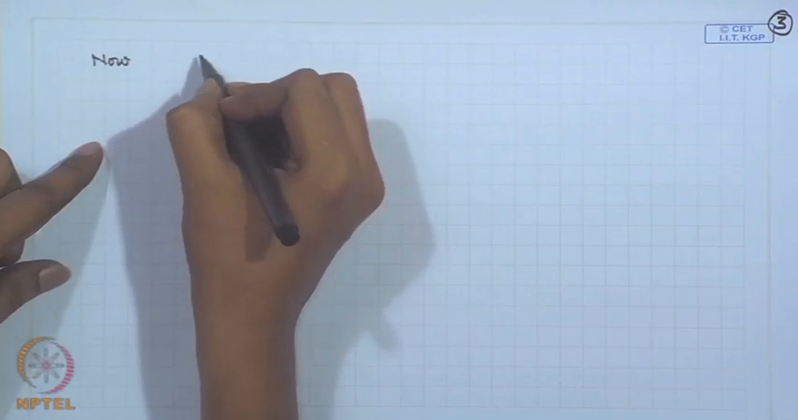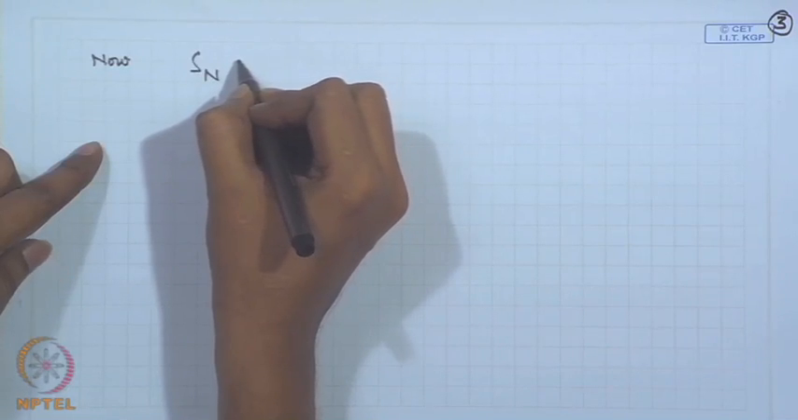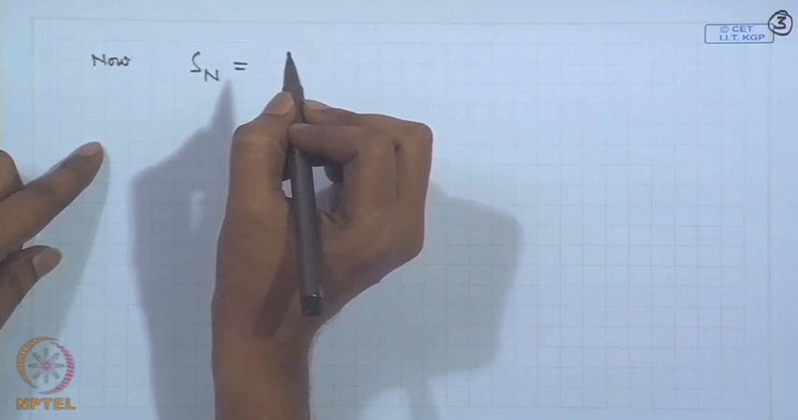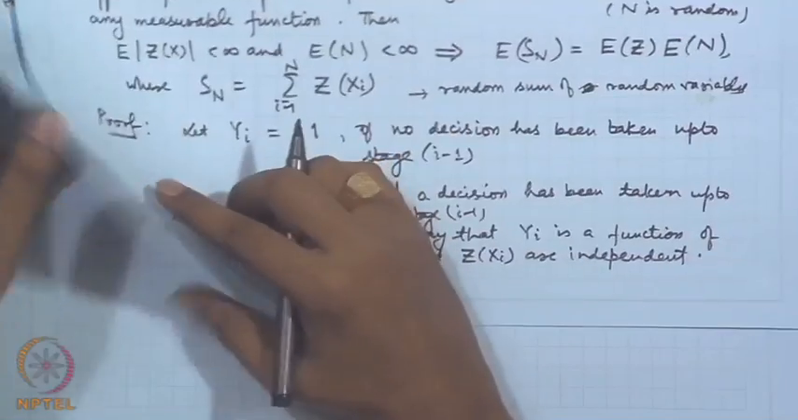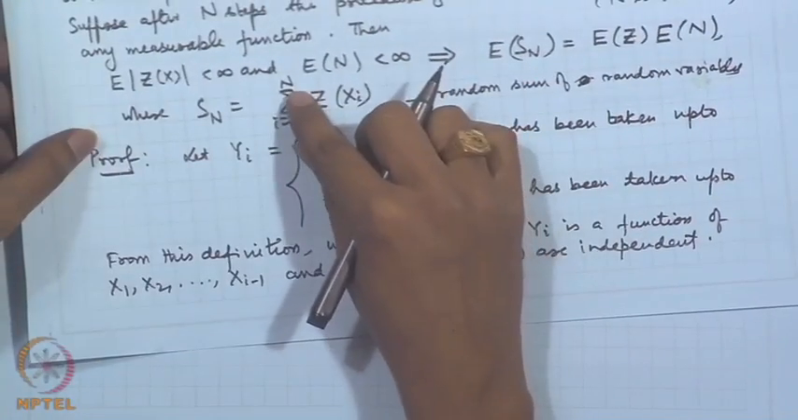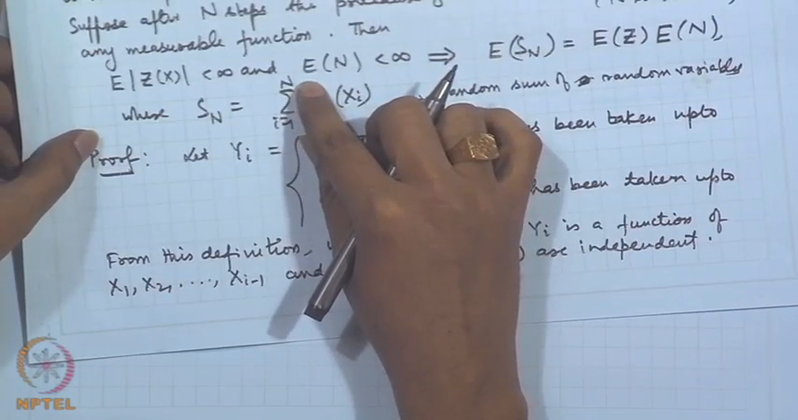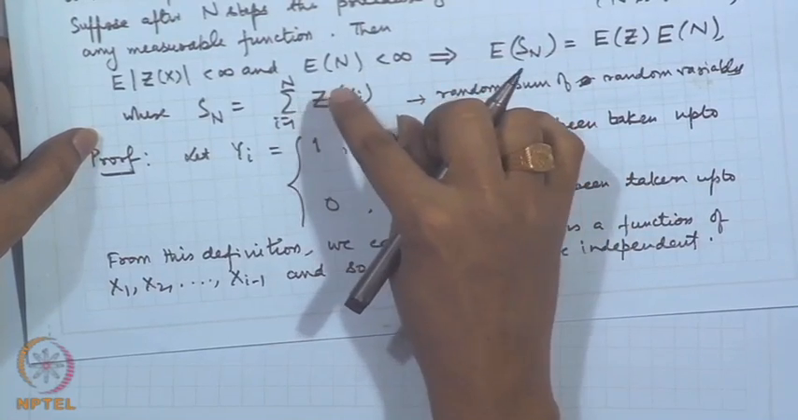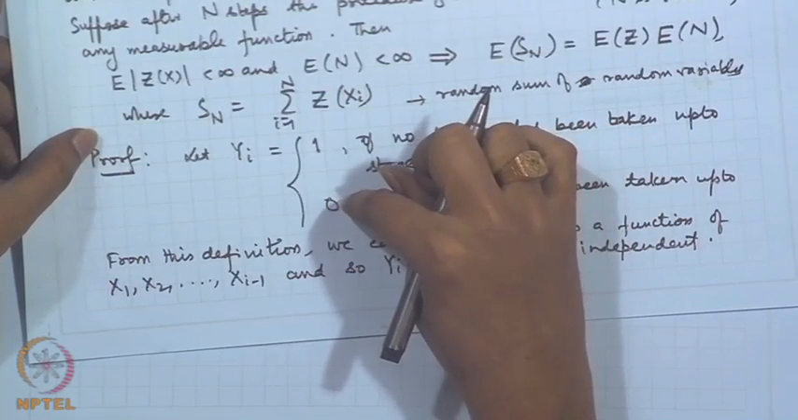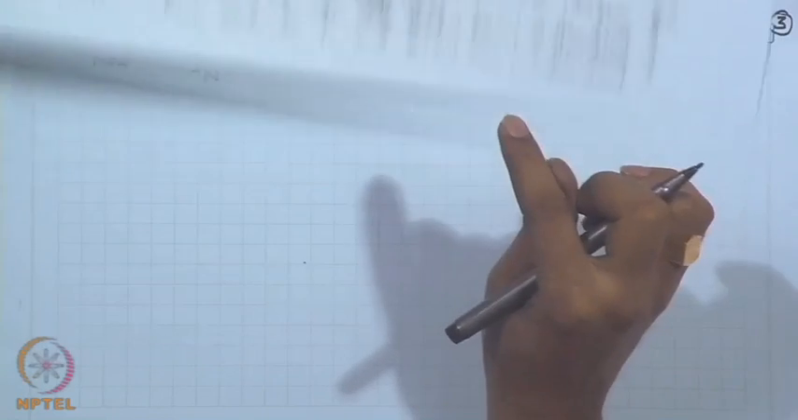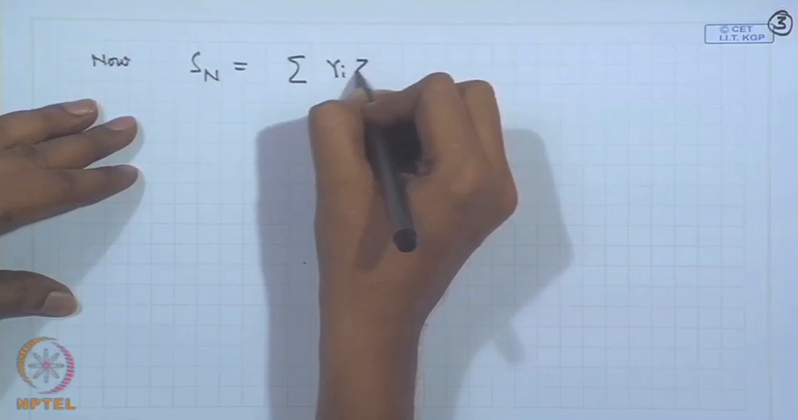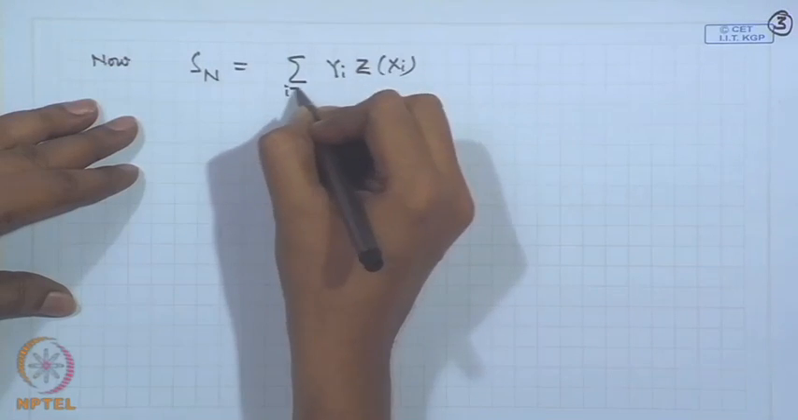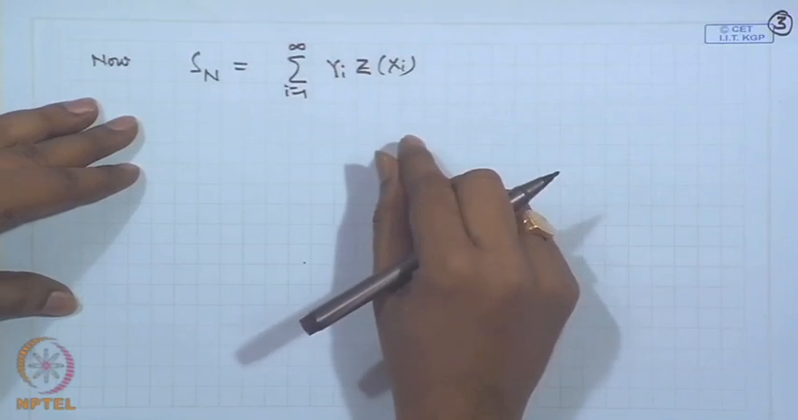Now, let us consider S n. So, S n is actually the sum of z of x I from 1 to n, but what is the meaning of this n? That means the decision is taken at the stage n. So, if the decision is taken at the stage n, then that particular y I will be 0. So, we can express this as simply the sum of y I z of x I, I from 1 to infinity.